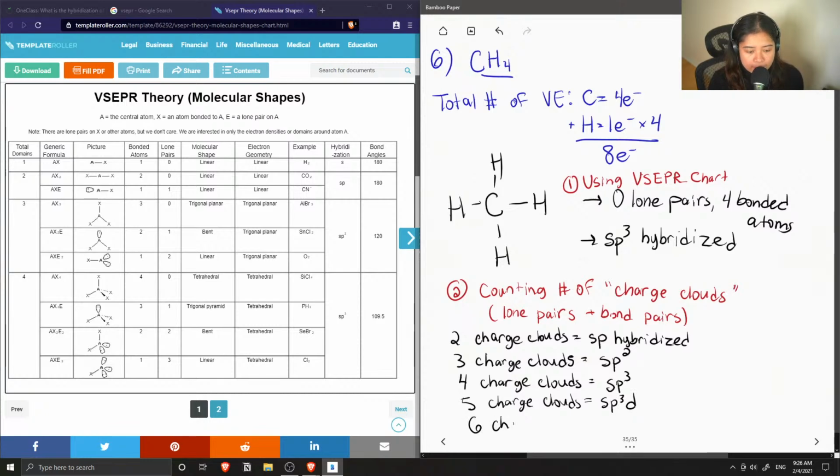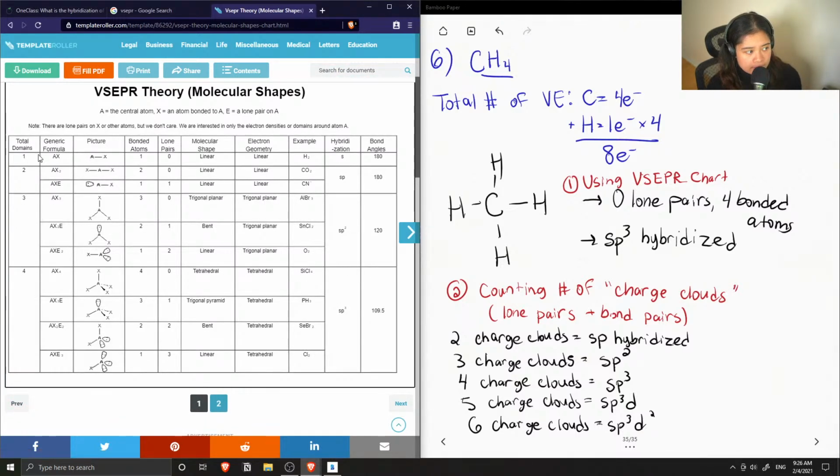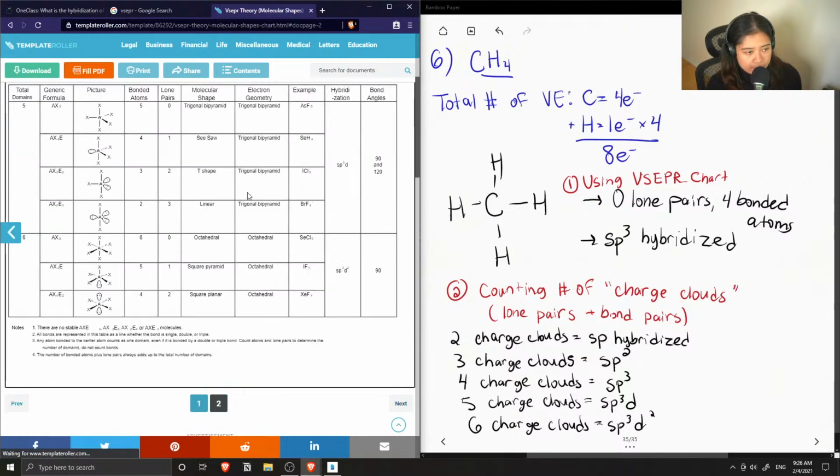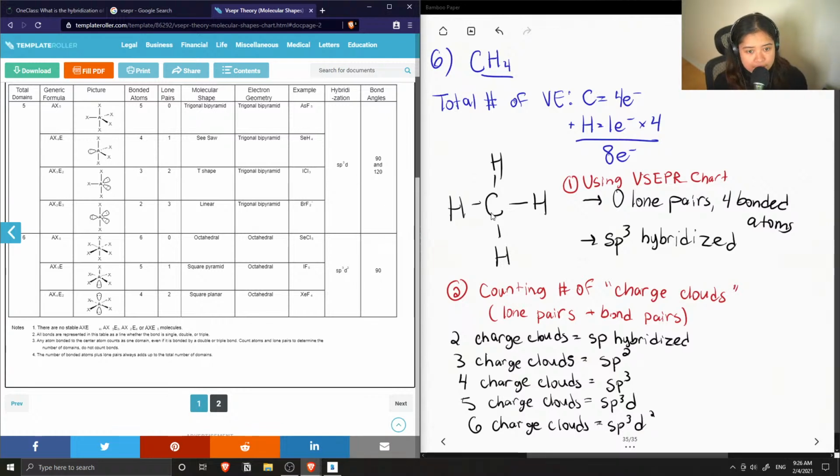and we can have even 6 charge clouds, sp3d2. So you can see in the VSEPR table as well, this is related to the total domains in the very first column. So 2 domains is sp, 3 is sp2, 4 is sp3, 5 is sp3d, and 6 is sp3d2. Okay, so that's another method that's pretty easy.